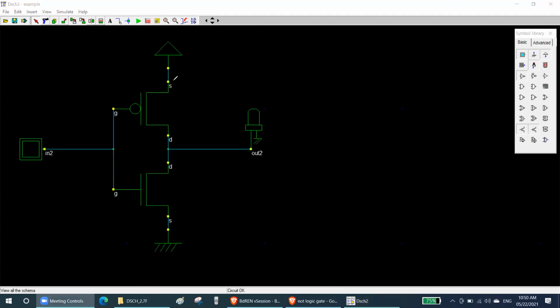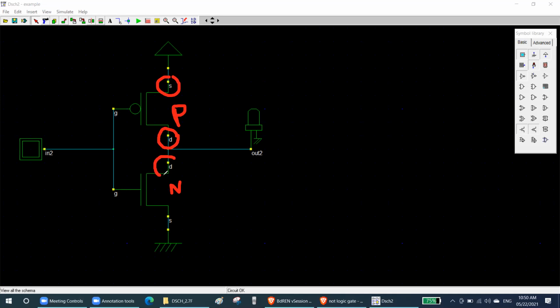Here you can see this is the source. This is the PMOS, right? This is the NMOS. So for the PMOS, the upper one is the source, the bottom one is the drain. At the bottom, you have the NMOS. The upper one is the drain, the bottom one is the source. Remember, PMOS and NMOS work oppositely. So for NMOS, the drain is at the top, source is at the bottom. For PMOS, drain is at the bottom, source is at the top. And the other one is the gate. Understood, everyone?